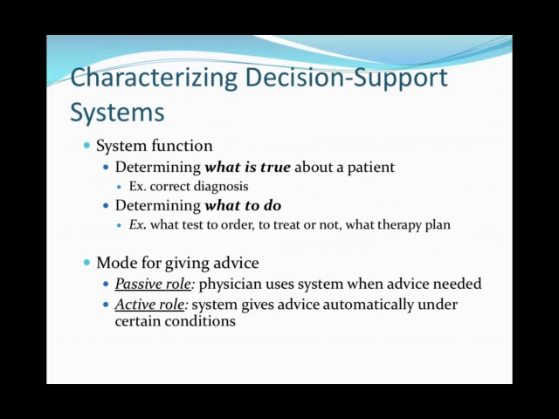And so if we're looking more at how they are giving advice, we can look at whether the decision support system plays a passive role or an active role. The difference between these two is that in the passive role, the physician uses the system when he wants advice, but the active role for the clinical decision support system is that it's going to give advice automatically under certain conditions, whether the physician wants it or not. It's just going to give them the information no matter what.